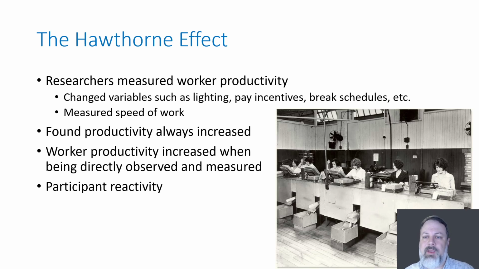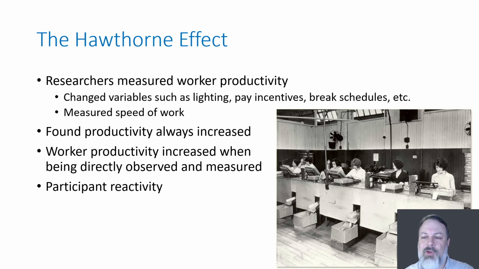And they wanted to see whether changes to, say, environmental conditions would change the speed at which people were working. So one thing they did is they tried to make the lights brighter. And what they found is that when they did that, the workers did work faster. And then to control for this, they lowered the lighting level, and the workers also worked faster. In fact, whatever manipulation they tried, workers always worked faster.